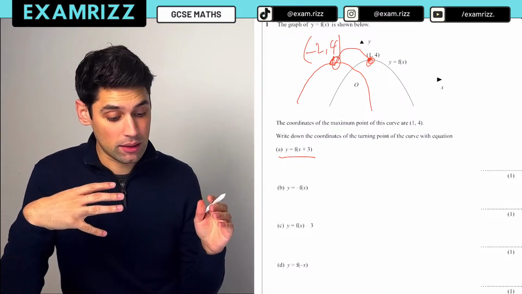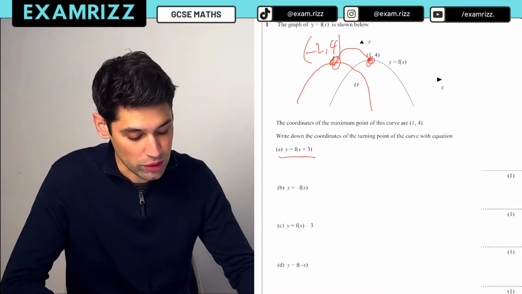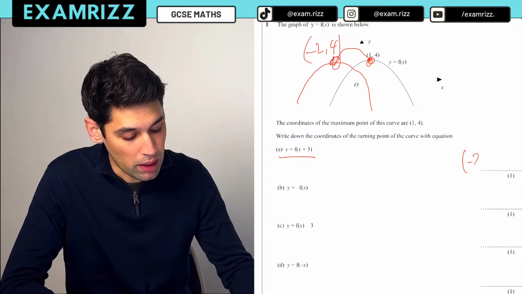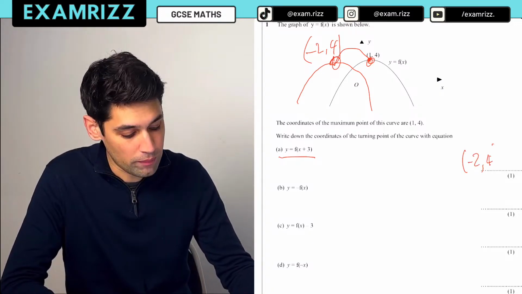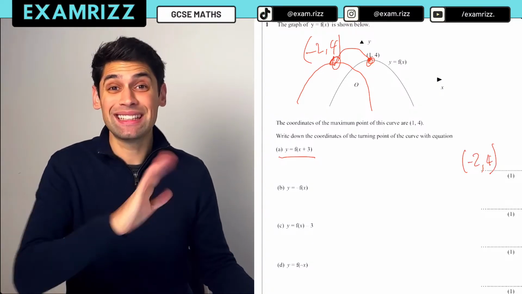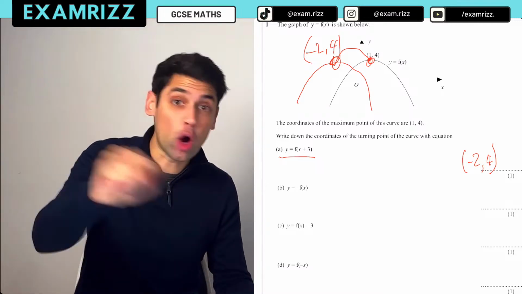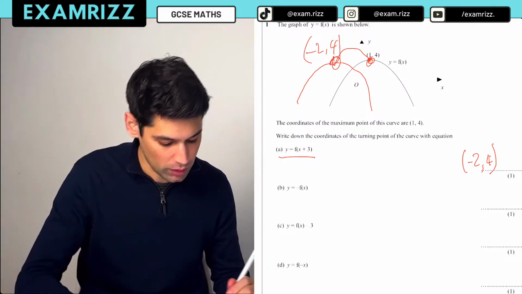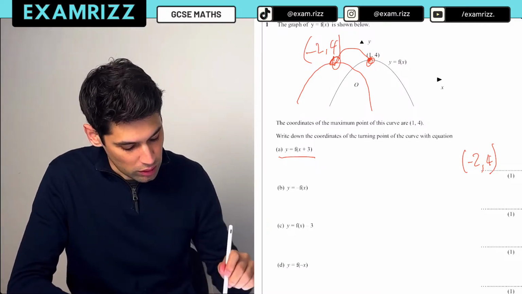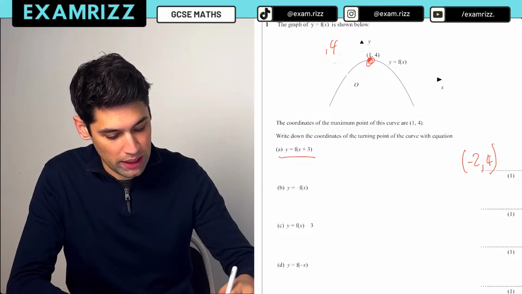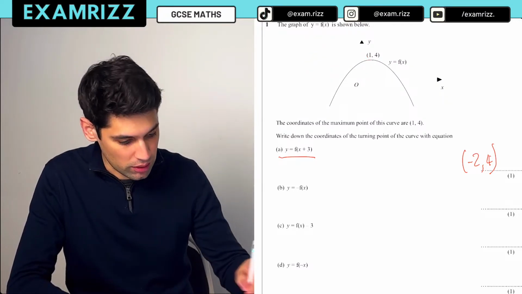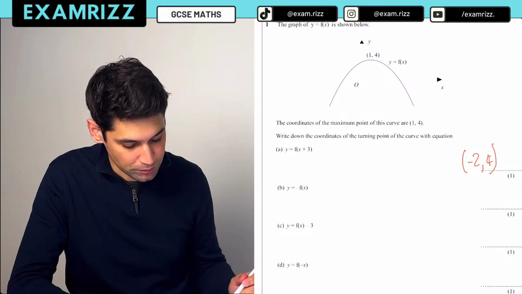That is the answer to that first question. So the coordinates at the turning point would be -2, 4. And you'll notice the y coordinate stays exactly the same because x transformations don't affect y coordinates. Let's try the next one. So I'll erase what we've got up here, but I will keep the answer to that first question.